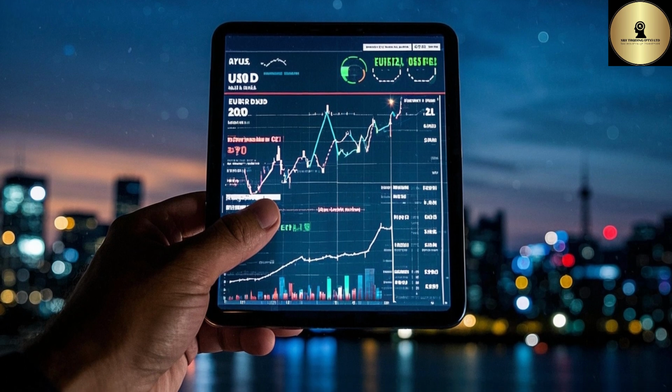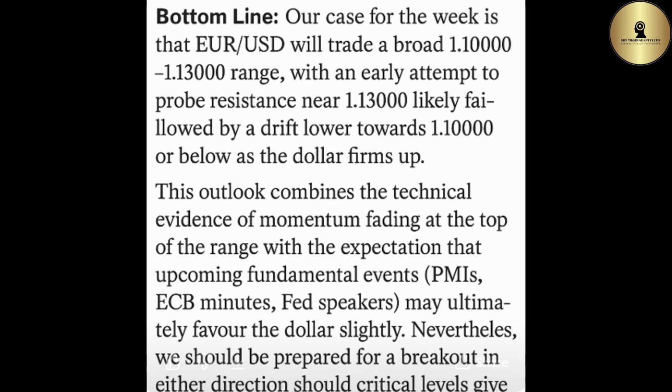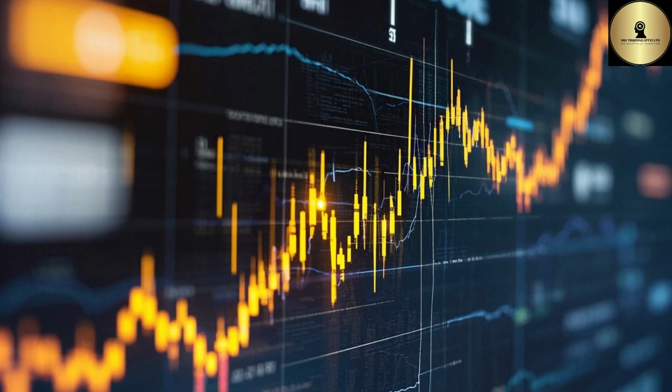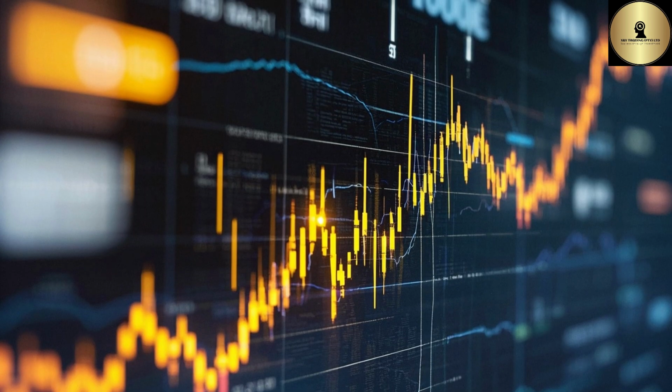Now, finally, the bottom line. The EURUSD is likely to stay between 1.1130 and 1.130 unless Thursday's data sparks a breakout in the price action of the currency pair. Technically, we're seeing exhaustion at resistance for now. Fundamentally, it's a data-driven week. Be flexible, be alert, react to data.